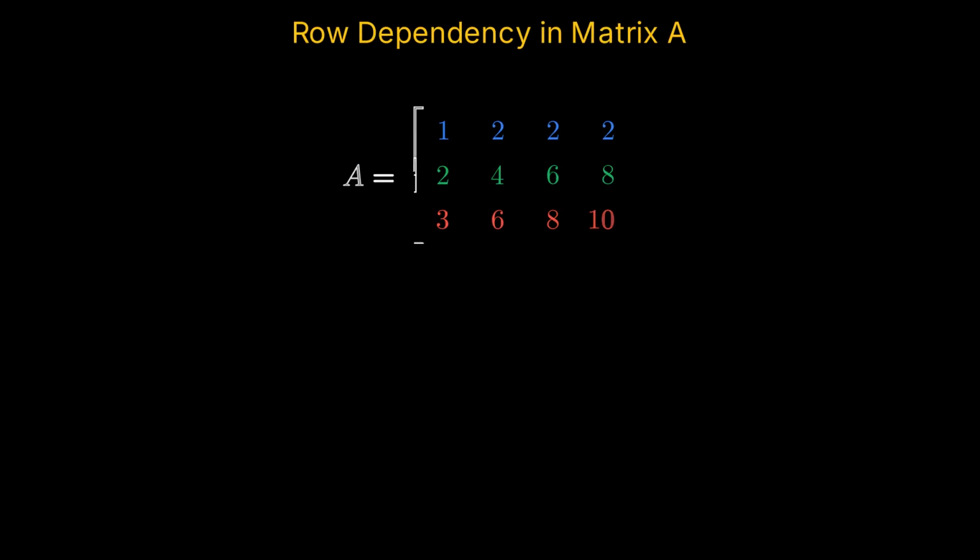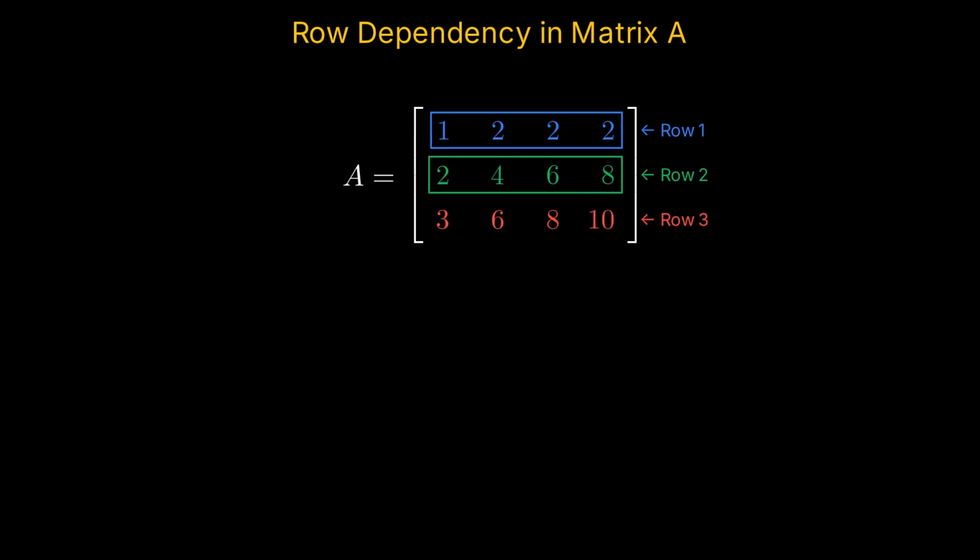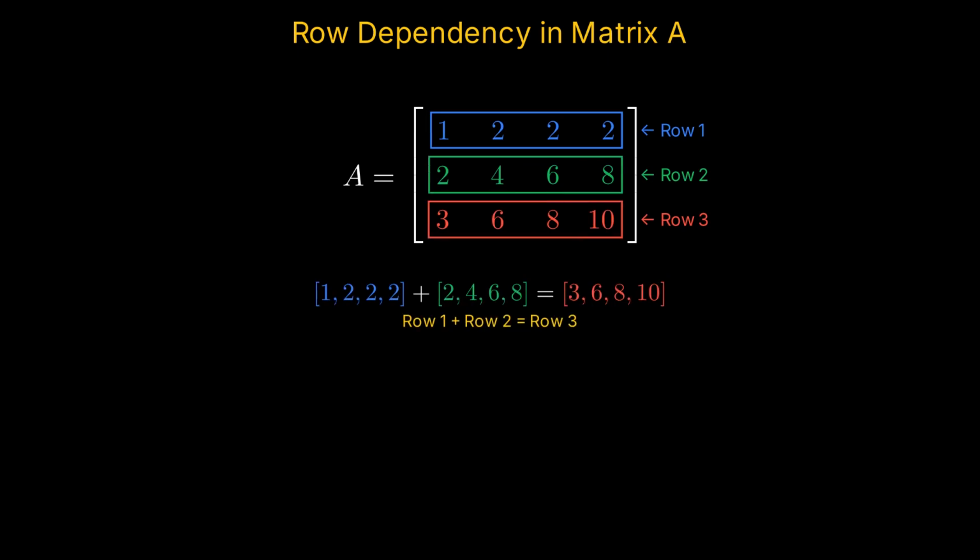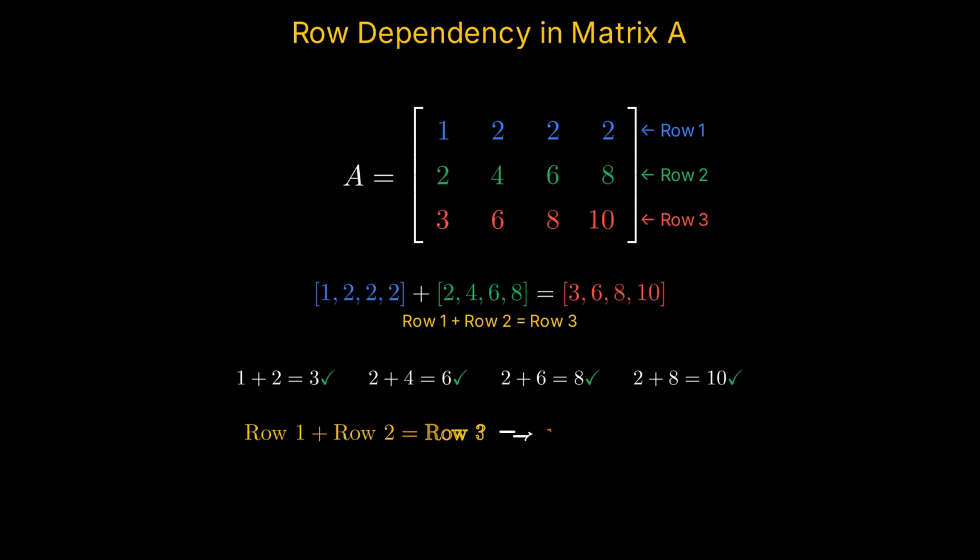Here's our example. Consider a 3x4 matrix A with rows 1, 2, 2, 2, then 2, 4, 6, 8, then 3, 6, 8, 10. Now notice something important. Row 1 plus row 2 equals row 3. Let's verify this element by element. 1 plus 2 is 3, 2 plus 4 is 6, 2 plus 6 is 8, and 2 plus 8 is 10. Every entry checks out.